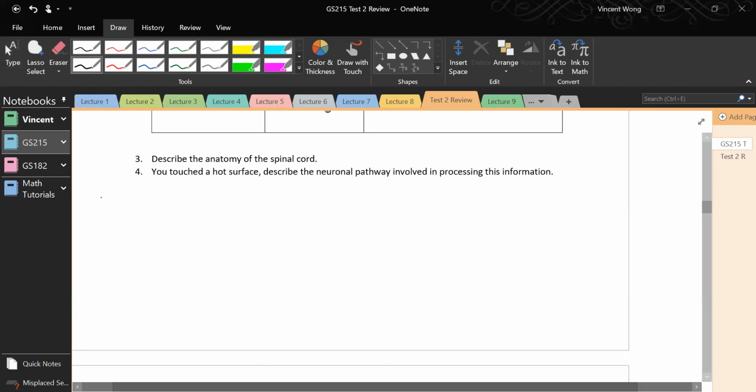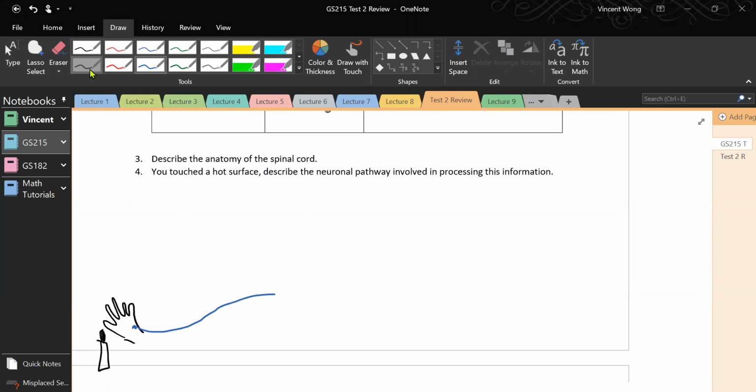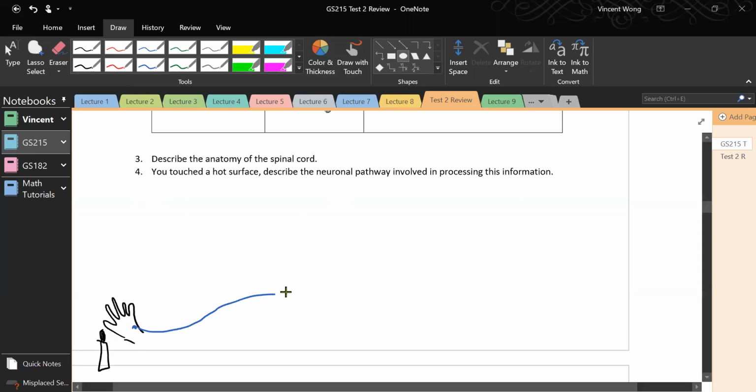All right. So let's say you touch a hot surface. This is your hand. Okay, and you touch a hot surface. Okay, like a candle or whatever. Then what happens is you're gonna have these sensory neurons, right? That will relay that information to your spinal cord. Okay, now here is a transverse section of your spinal cord.